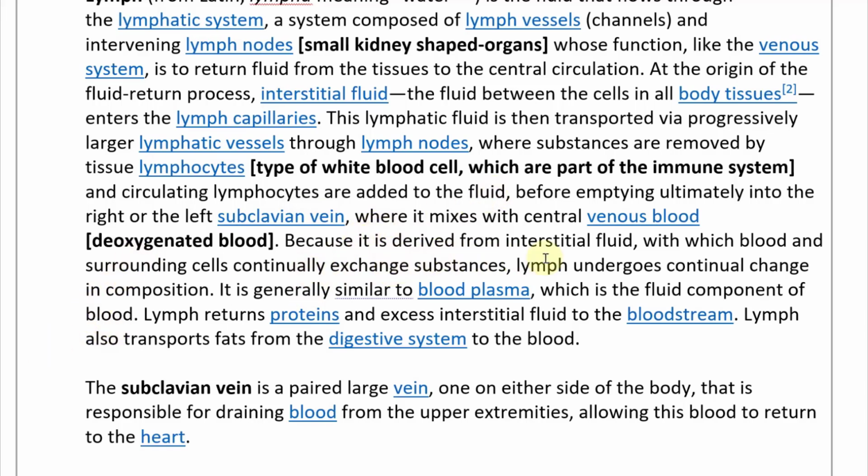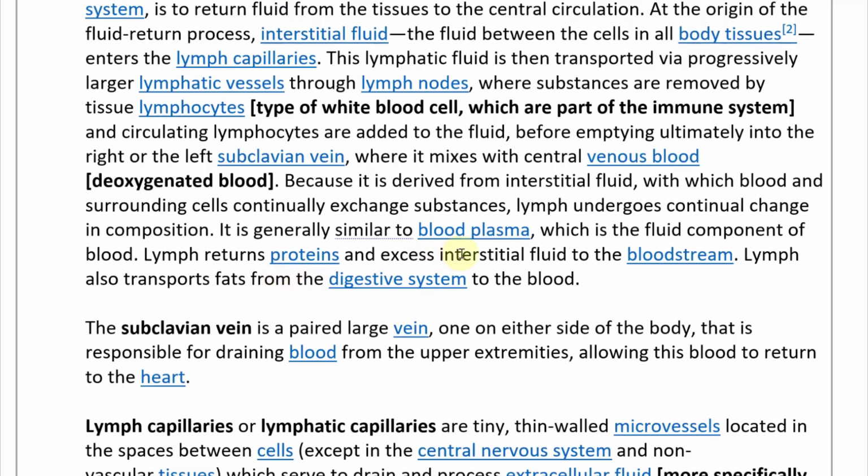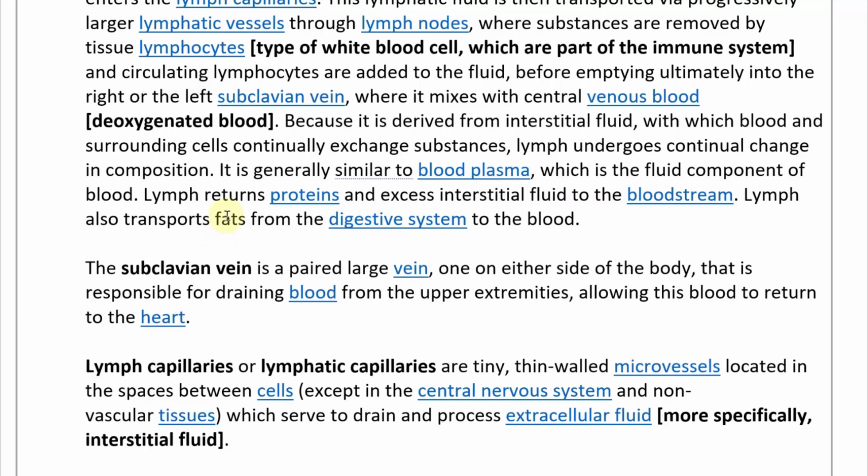to the heart. Because it is derived from interstitial fluid, from which blood and surrounding cells continually exchange substances, lymph undergoes continual change in composition. It is generally similar to blood plasma, which is the fluid component of blood. And lymph returns proteins and excess interstitial fluid to the bloodstream. Lymph also transports fats from the digestive system to the blood.